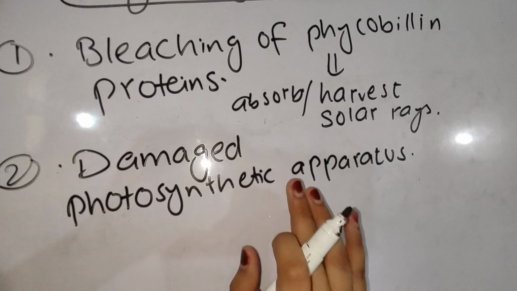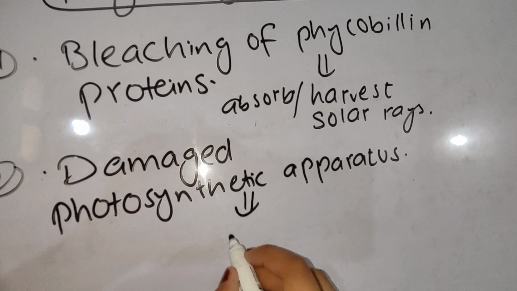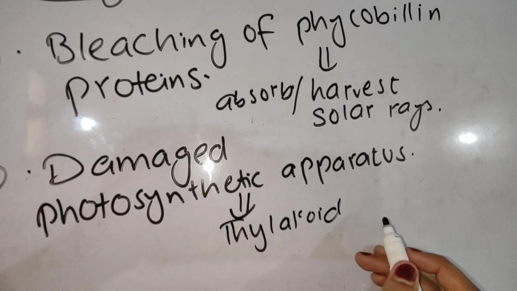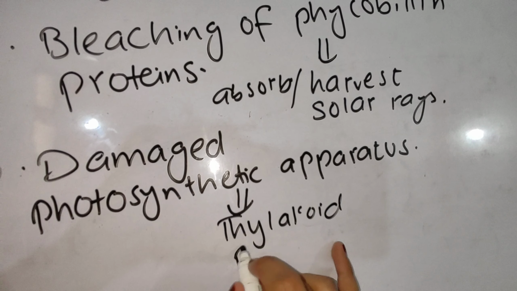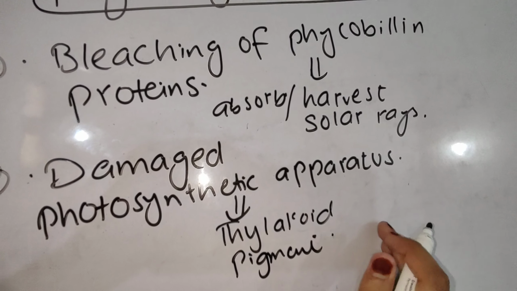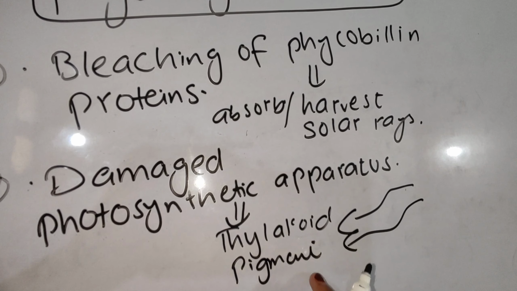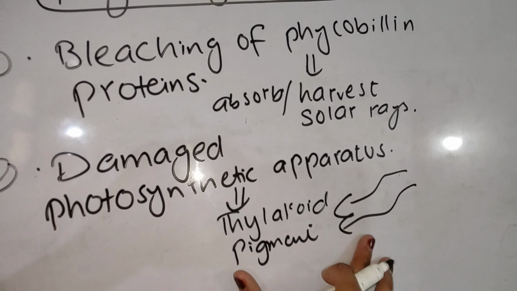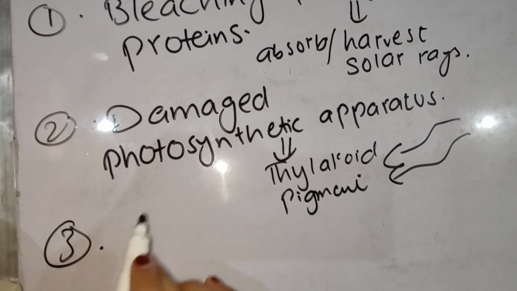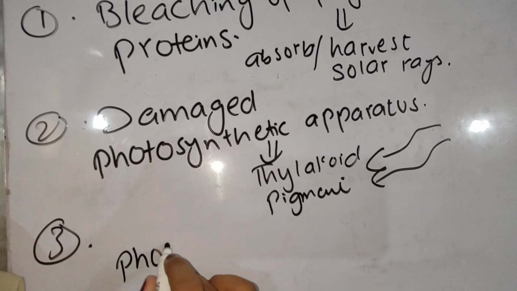The second point is damaged photosynthetic apparatus. What does it mean? Photosynthetic apparatus is like the thylakoid, and also the pigments that are necessary in this photosystem. So when a huge level of light falls on this, it gets burned or damaged. That leads to damage in the photosynthetic apparatus, and ultimately it has a direct connection with point 3, which is photosynthetic inhibition.